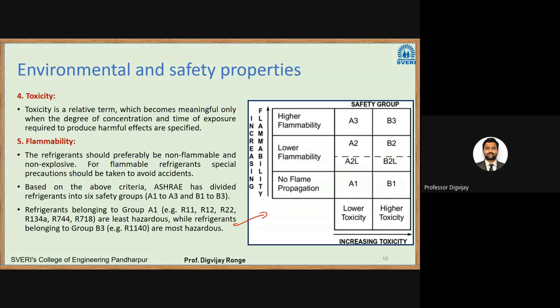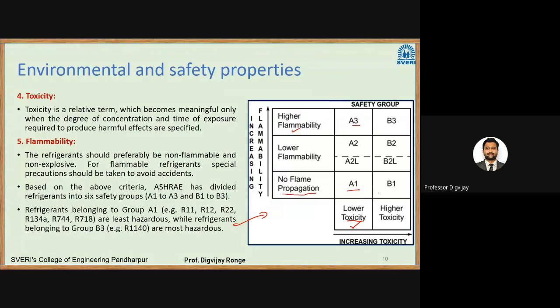If I take group A1, A1 means lower toxicity and no flame propagation. That means it has the least toxicity and least flammability. Then in that column, if I go up to A2 and A2L, they have lower toxicity but lower flammability, so slightly higher flammability compared to A1. If I go to A3, it has lower toxicity, but higher flammability. It can be explosive also.